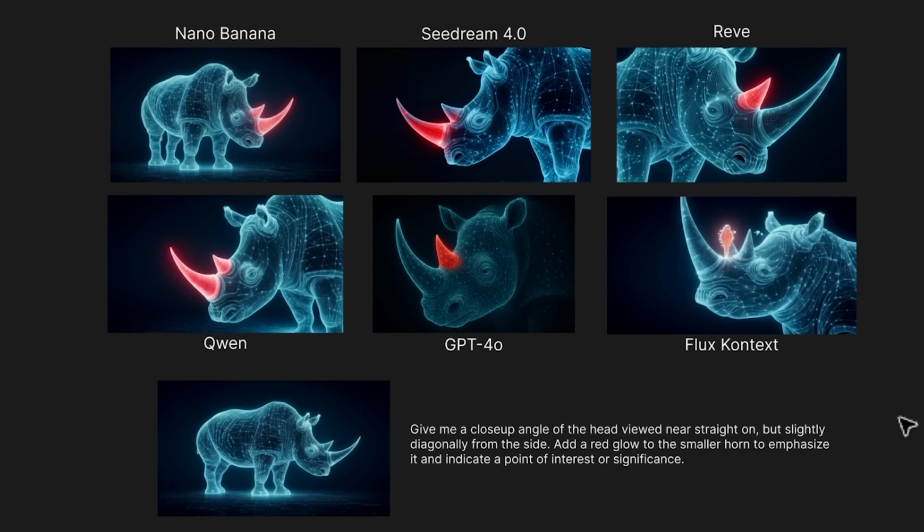This is another one I used in a video where I was using Nano Banana to make motion graphics. So I have this image of the rhino. The idea was it would change the angle a little bit so it's viewed diagonally, and then add a red glow to only the smaller horn. That's what made all of these others struggle.